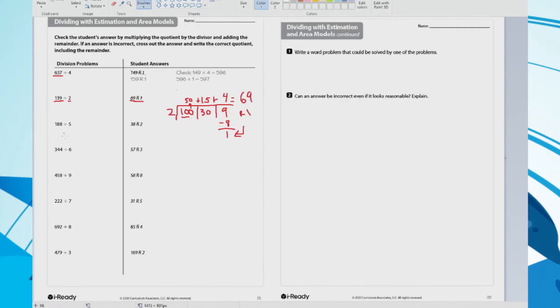So as you work through these problems, you're going to be going through that process, finding the exact quotient if you have to. If the student answer is correct, your multiplication will be fine to support your answer. So when you complete these problems, you'll be asked to write a word problem that could be solved by one of the problems, and then you'll be asked to answer number 2, which is, can an answer be incorrect even if it looks reasonable? And explain. So your answers are going to vary for these questions, but do your best to go ahead and explain.